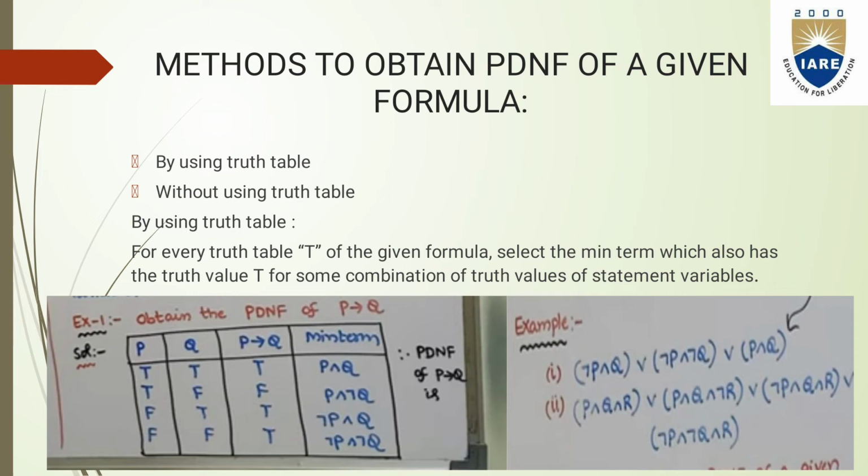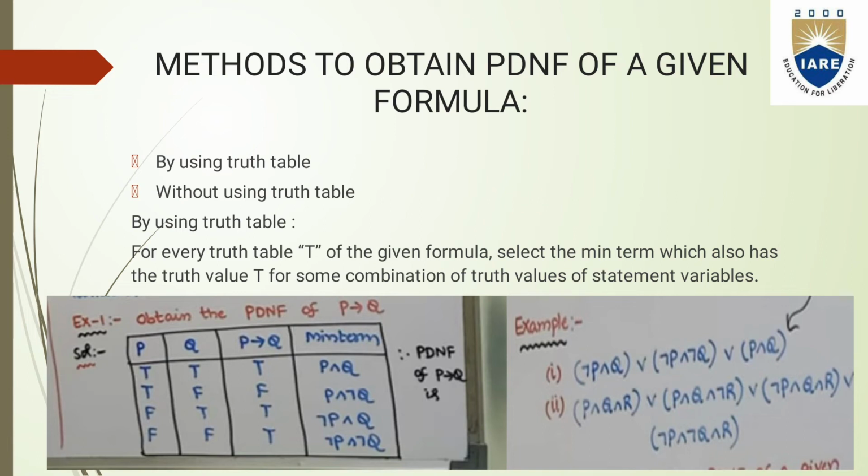So while writing the PDNF, we are not going to consider this condition, that is, when P is true and Q is false. Now let us write the min terms of all the rest of the conditions. For P true and Q true, the min term is P and Q. For P false and Q true, the min term is negation P and Q. And for P false and Q false, the min term is negation P and negation Q.